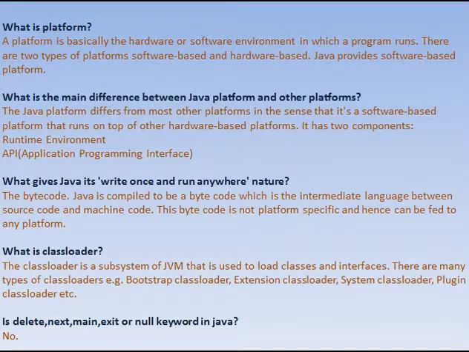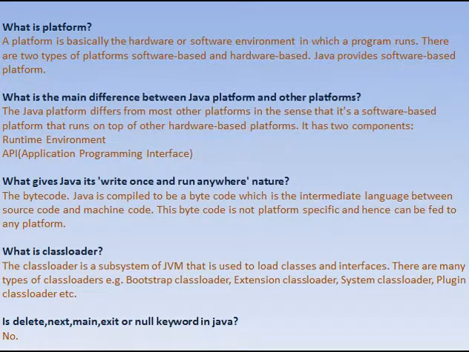What is platform? A platform is basically the hardware or software environment in which a program runs. There are two types of platforms: software-based and hardware-based. Java provides software-based platform.